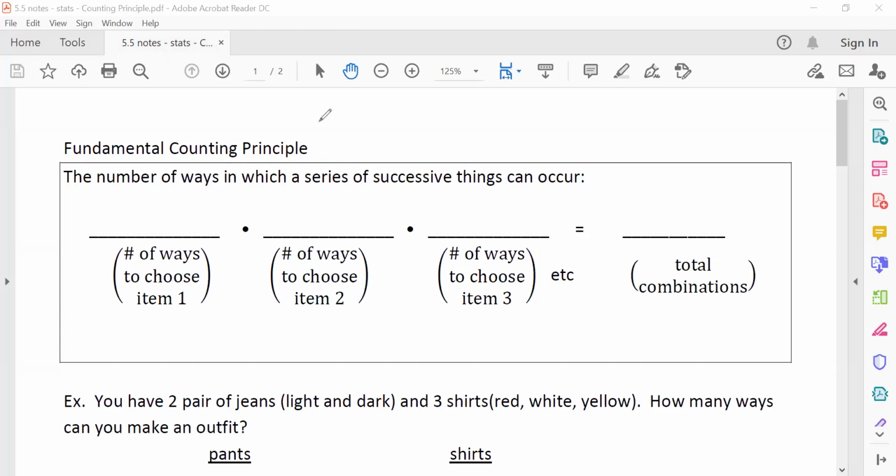So the first thing we need to talk about is the fundamental counting principle. The fundamental counting principle. This is going to be kind of our guide through the Western lands. The fundamental counting principle is going to teach us how to count things. Specifically, it's going to teach us how to count things that occur in succession.